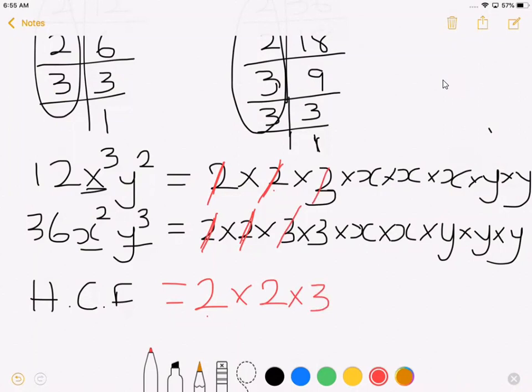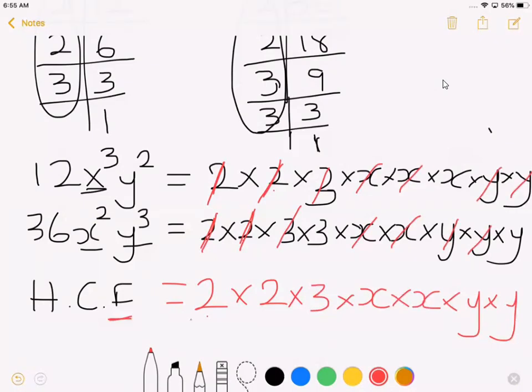Let's go to the x's. This x and this x, they are common. And that x and that x, they are also common. But that another x doesn't have a common x, so I don't cancel it. Then I go to the y. Y and y, they are common. And another y and y, they are common. So it means I'm done. I'm not going to cancel the last y because it's not common. Because remember, when we are saying highest common factor, we are looking for friends. The 2's that are friends, the x's that are friends, and so on.